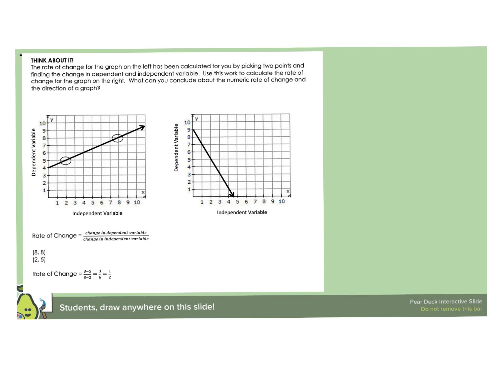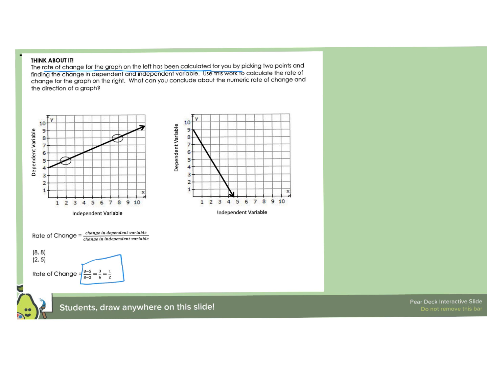Okay, so we're jumping into our next lesson, lesson 4, and let's see if you were able to complete the think about it on your own. Let's read and annotate. The rate of change on the left has been calculated for you. That's here. So the rate of change is 1/2.